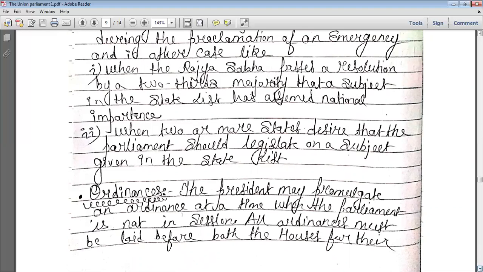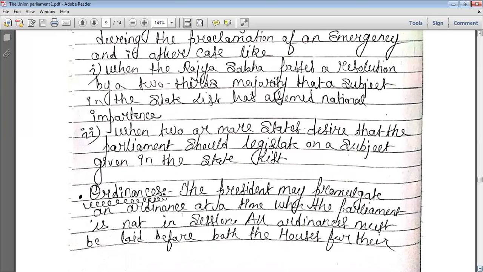This point is very important, and this point is also included in the exclusive domain of the House of the Rajya Sabha. When we go to the last section, we can see this is an exclusive function of the members of the Rajya Sabha, that the Rajya Sabha can declare with the help of a 2/3 majority of votes that the subject in the state list has assumed national importance.